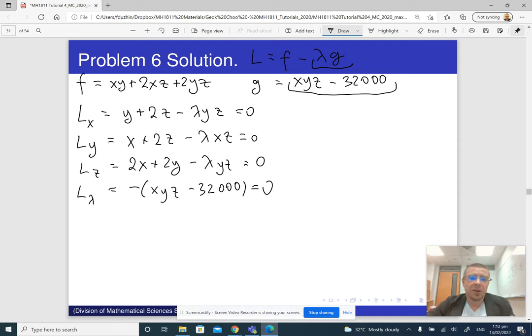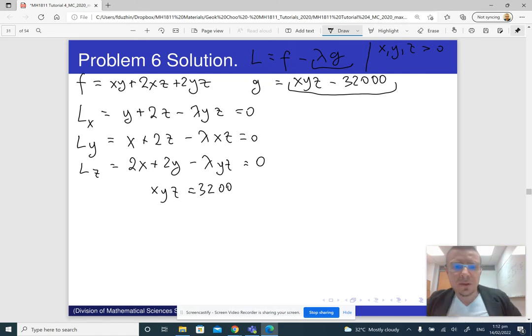The last equation is nothing else but our constraint, essentially, right? So let me change it a little bit back to our constraint. Essentially, the last equation just tells us that the volume xyz is 32,000 cubic centimeters, right? Besides, let me again write the inequality: x, y, and z are all strictly positive. All right, so how do we solve this system of equations?